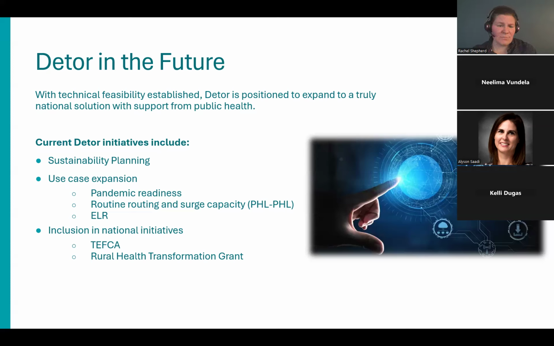So with that, we're also exploring national initiatives, like, could this be a supported use case within TEFCA? We're also working with labs and providers to see if there's potential to encompass this within the Rural Health Transformation Grant, as this has really impactful implications for rural and critical access facilities. So these are some of the things we have coming up.